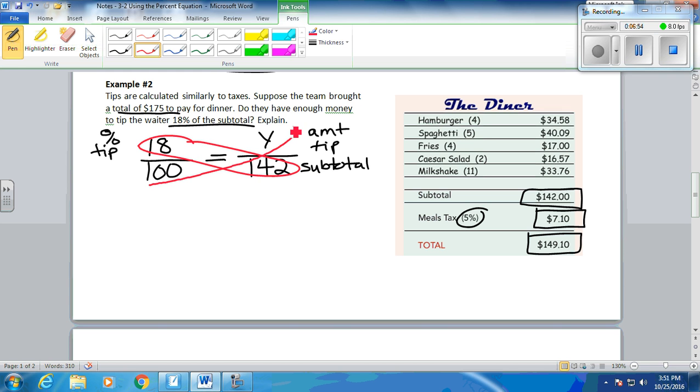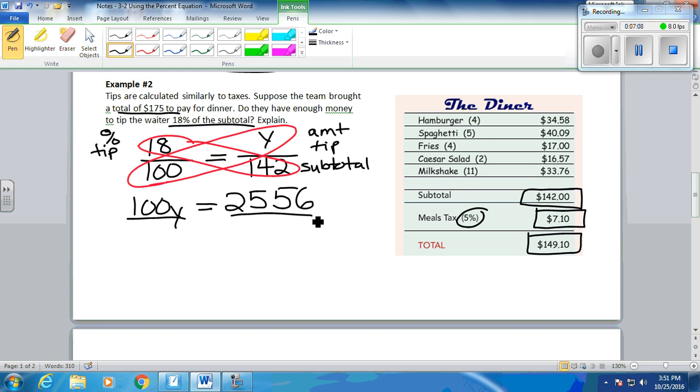So I'm going from a proportion to an equation. So I'll have 100y equal to 2,556. I'm isolating my variable by dividing by 100, and that will give me $25.56. And again, I solve for y, which is the amount of tip.